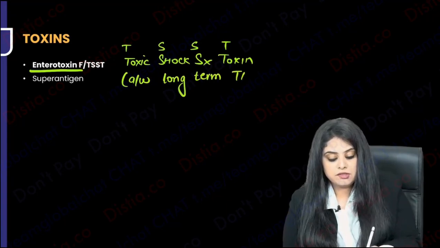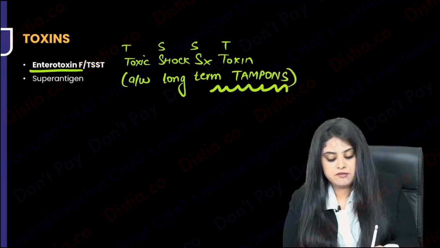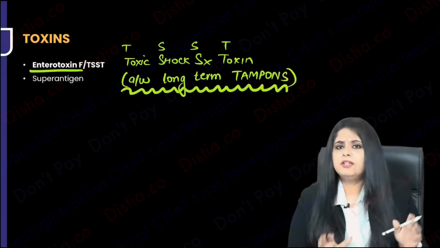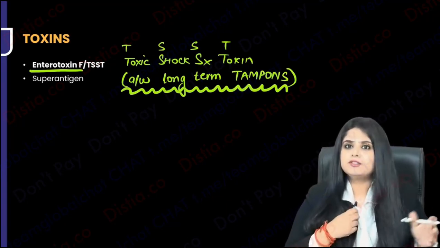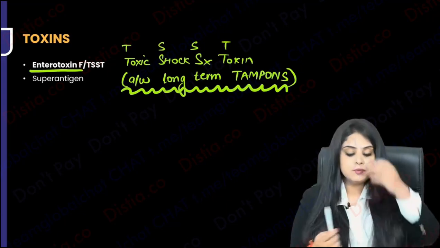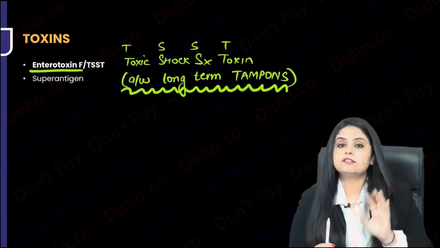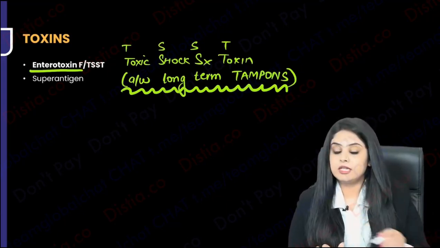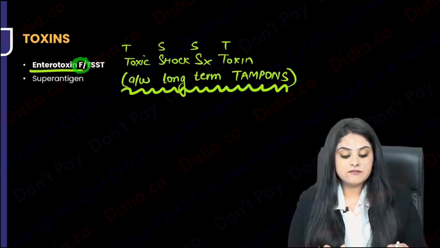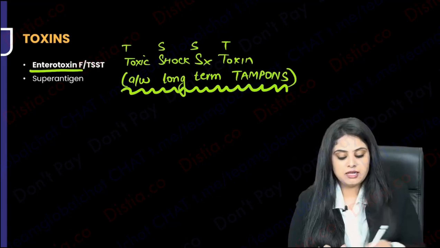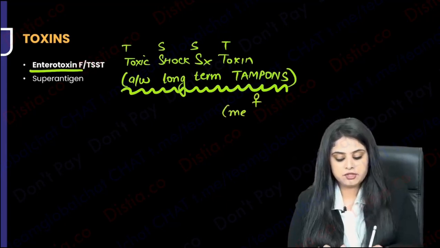So tampons are obviously used by females during menstruation, so there will always be a history of tampon usage. It can happen in males also. There can be non-menstrual causes also of toxic shock syndrome. But 99% of the cases, this is the history that you're going to get. That is why I've made you learn it like this. That enterotoxin F जो है वो कुछ female से related होगा, tampon history होगा, menstrual history होगा.